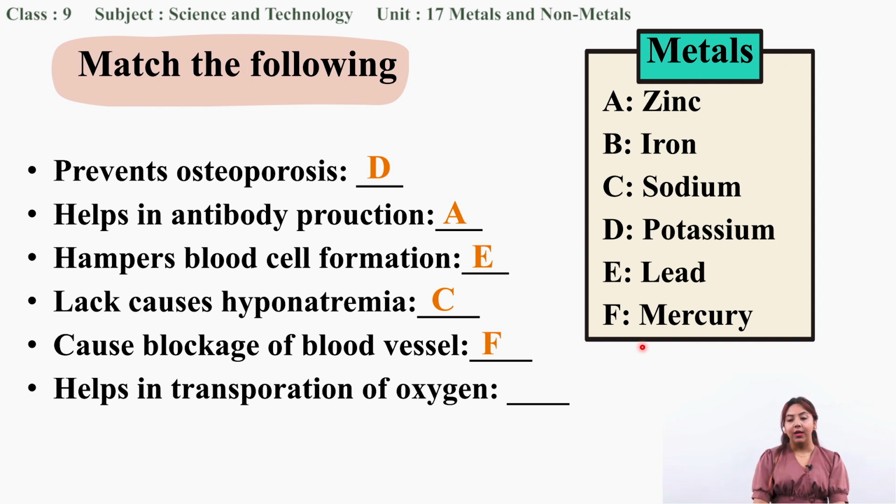Now, the final question is, which metal helps in transportation of oxygen? And yes, the only remaining metal, that is iron, helps in transportation of oxygen. How? Because iron helps in making hemoglobin, and hemoglobin is present inside the RBC and transports oxygen from one place of the body to another through blood. So, iron helps in transportation of oxygen.